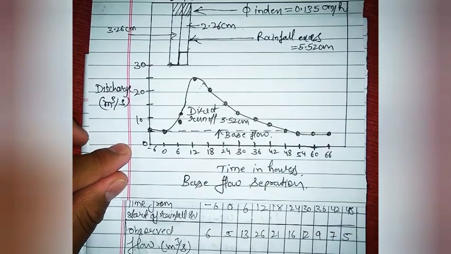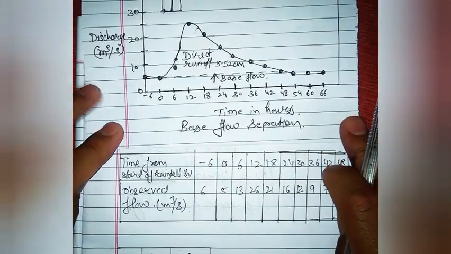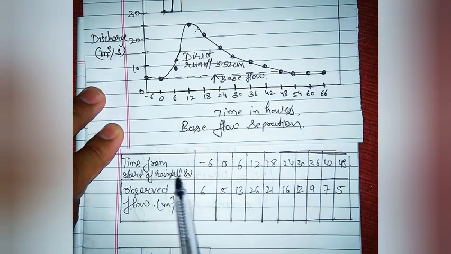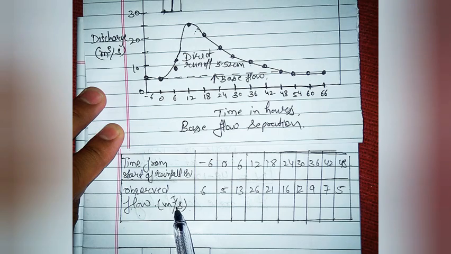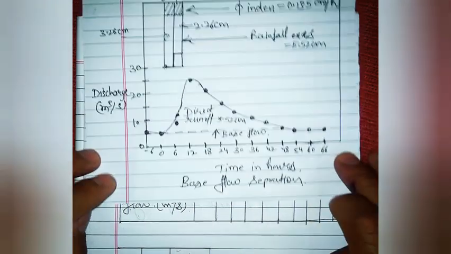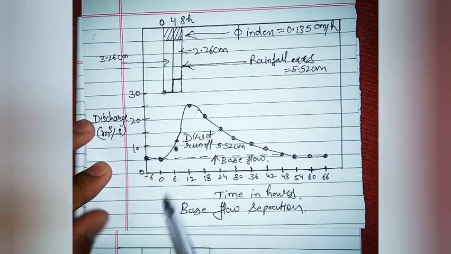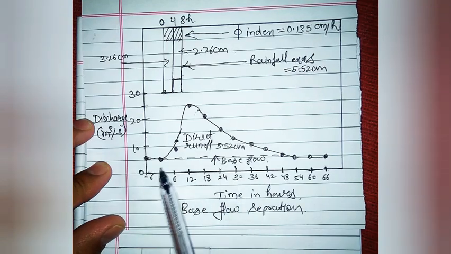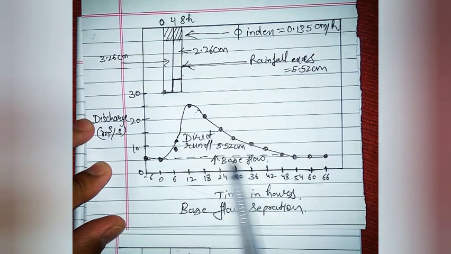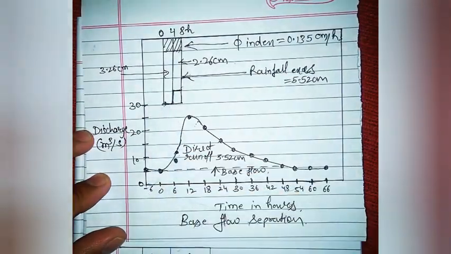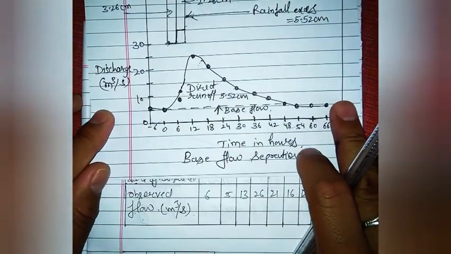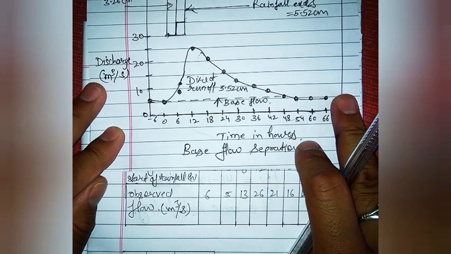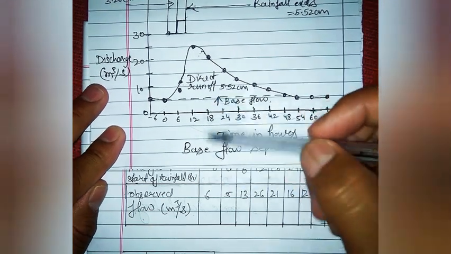So we have the data given here. This is the time from the start of the rainfall, and we have the observed flow in meter cube per second. How to make the hydrograph first? We have to take time on the x-axis and discharge on the y-axis. So let us draw the hydrograph for this. I have already drawn it, so let us see the points.